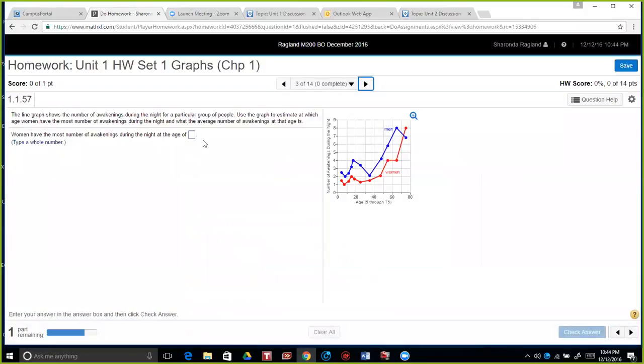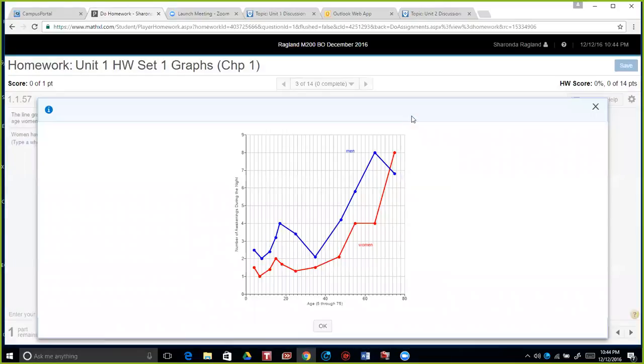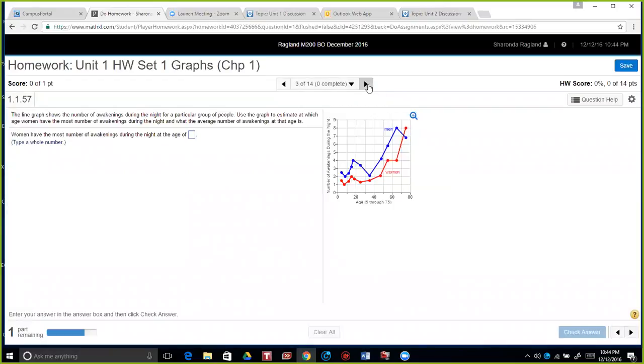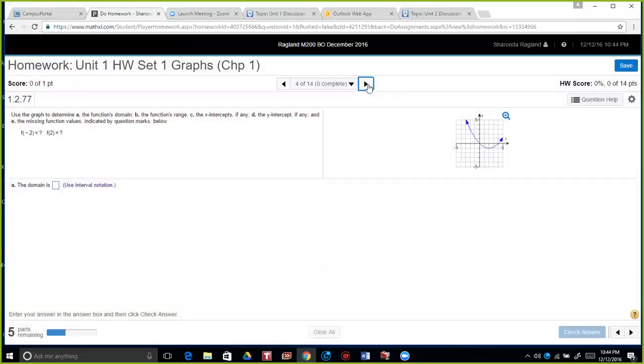All right, here you're just reading the graph, basically addressing questions based on the graph. Now remember that you can use this magnifying glass to increase the size so you can have a better view. Okay, so let me get to a problem that I saw.